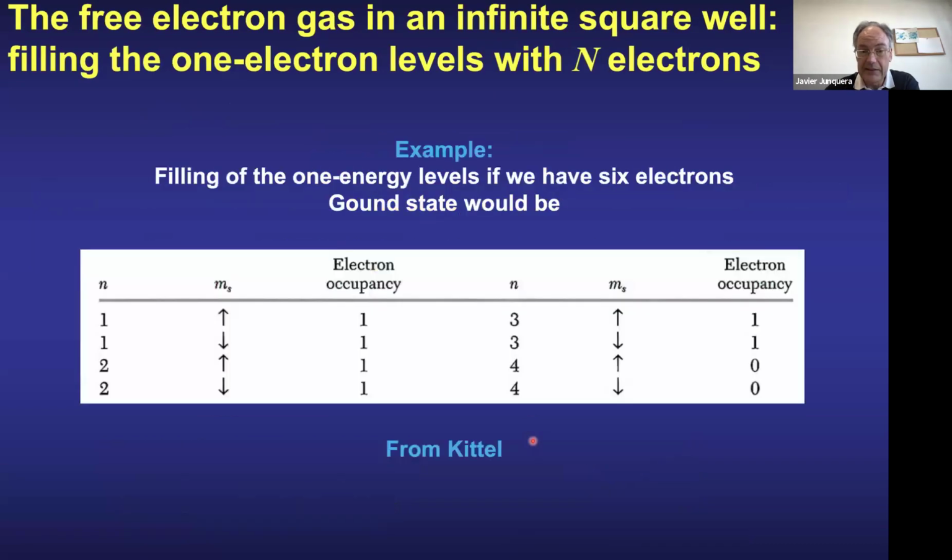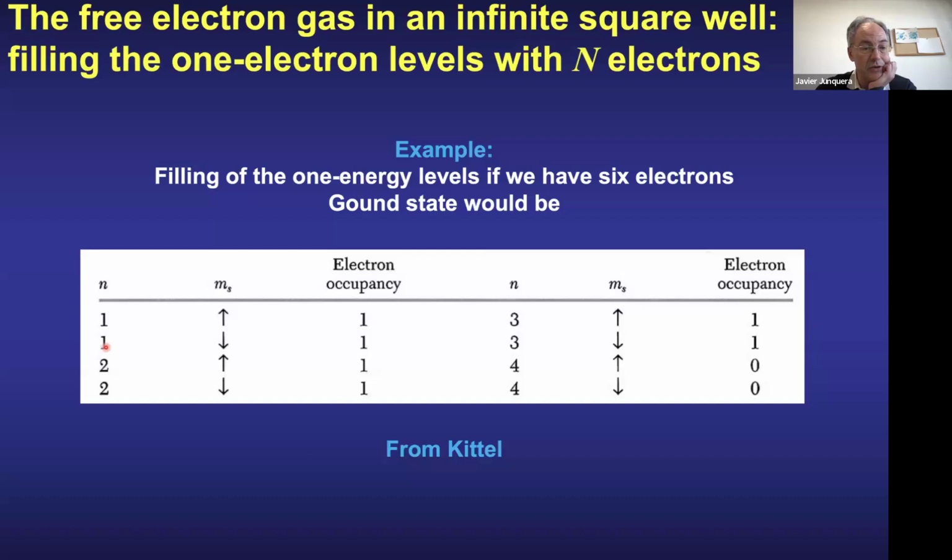So that means, just as an example, if I want to fill the box with 6 electrons, I am going to put 1 electron in the ground state with a spin up, another electron in the ground state labeled with n equal 1 with a spin down, and then this level with n equal 1, the ground state, is filled. It's totally filled with electrons.